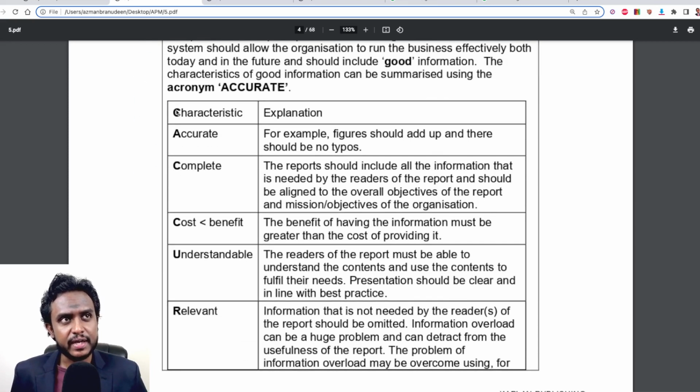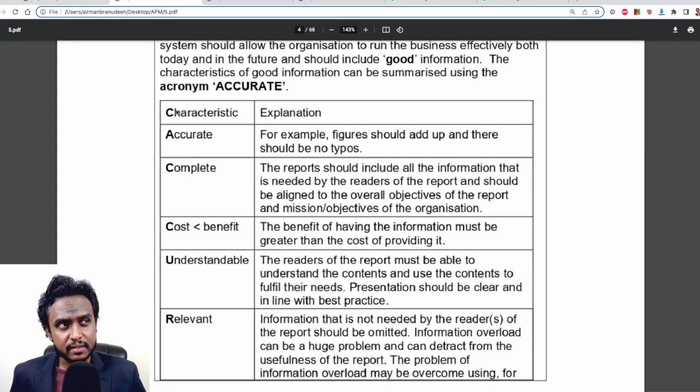Generally, we bring it down to the acronym ACCURATE. I know you've looked at most of these things in SBL, so we're going to briefly look at them, but it will be a good refresher. You can read your book on your own time. The acronym ACCURATE acts as a valid explanation and description of what good information means. So good information has to be accurate, complete.